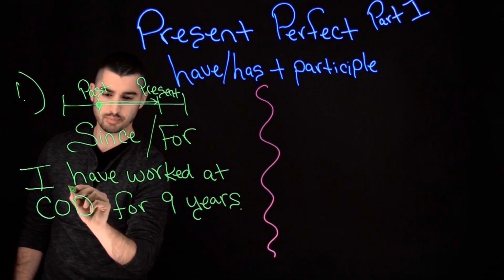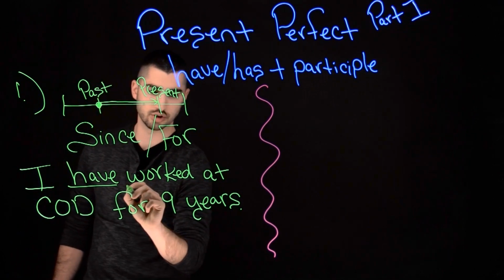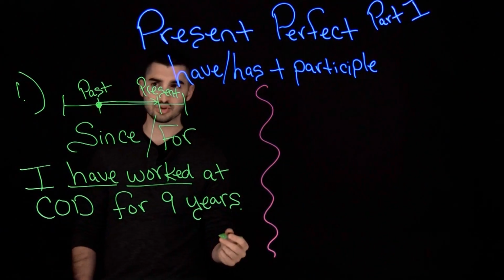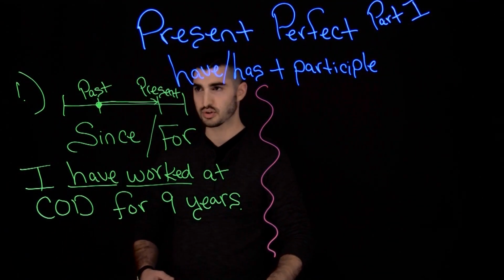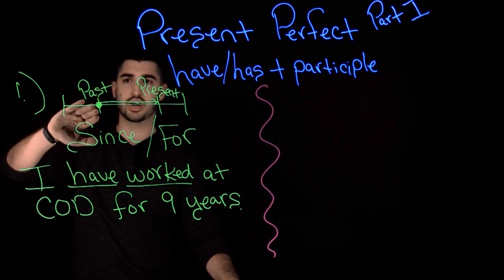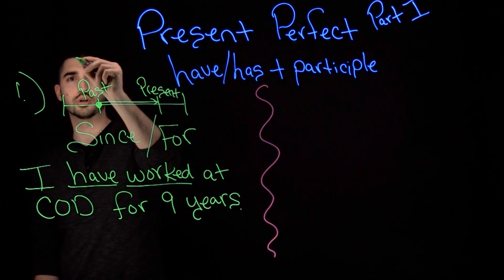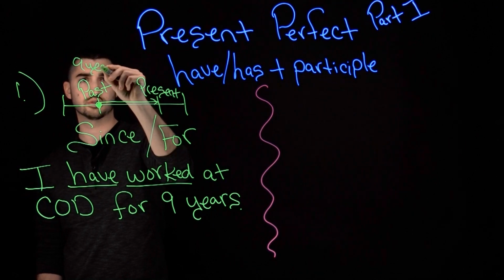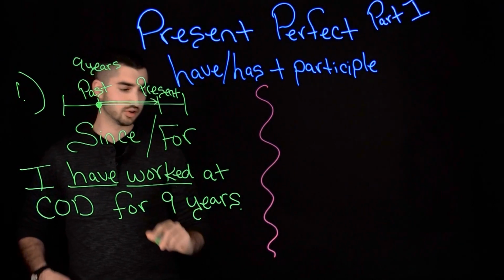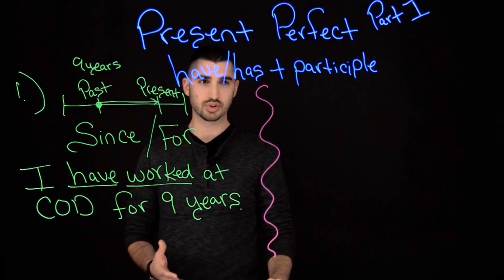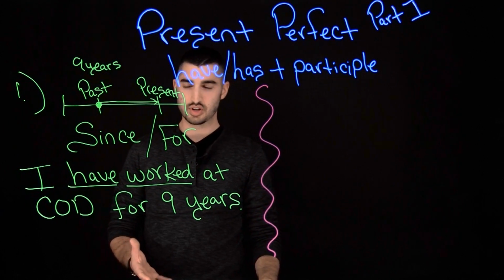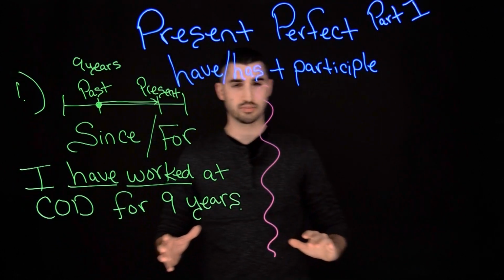Okay, so I use my helping verb have. I use the past participle of work, which is worked. And I'm describing an action that started in the past. So 9 years ago, I started working here. And then currently, right in this moment, I'm still working at College of DuPage. So this is one way to use the present perfect.